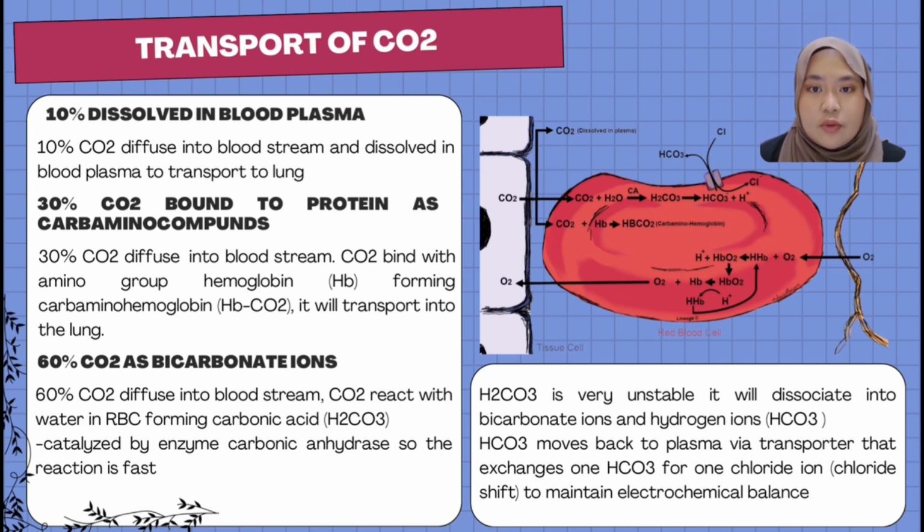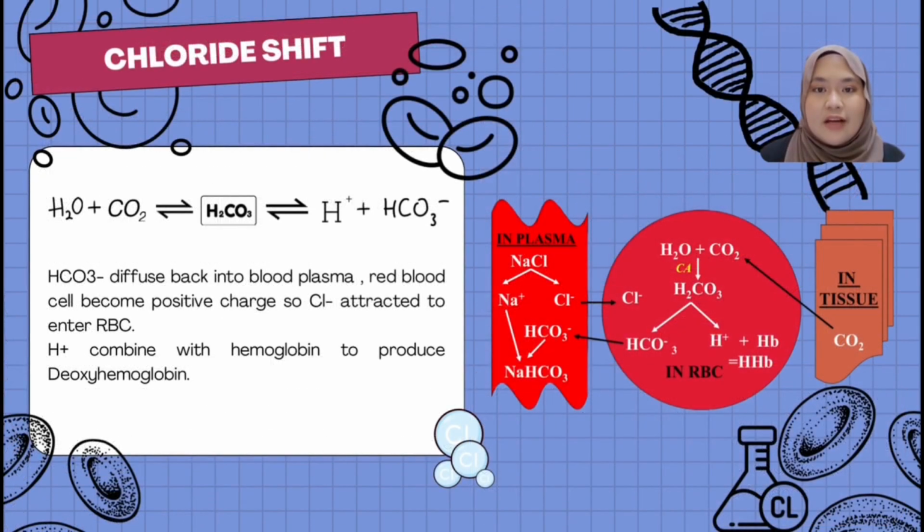CO2 will react with water in the red blood cell to form carbonic acid. It is catalyzed by the enzyme carbonic anhydrase, so the reaction becomes fast. When water and carbon dioxide react, they produce carbonic acid. And carbonic acid can dissociate into hydrogen ion and bicarbonate ion.